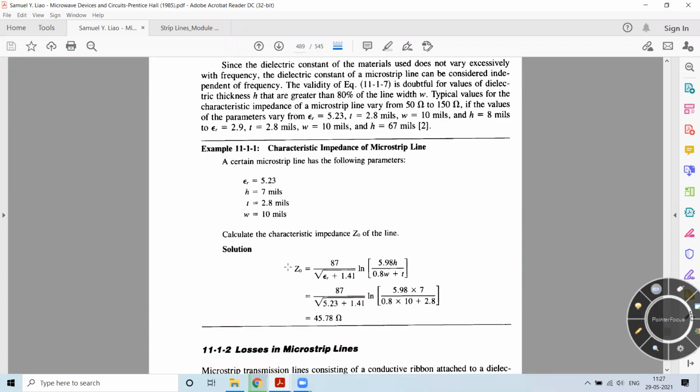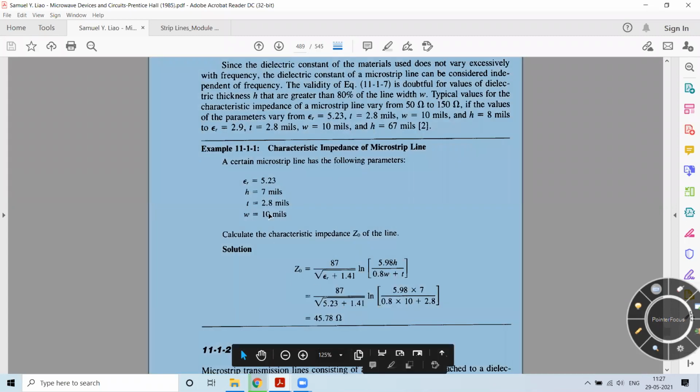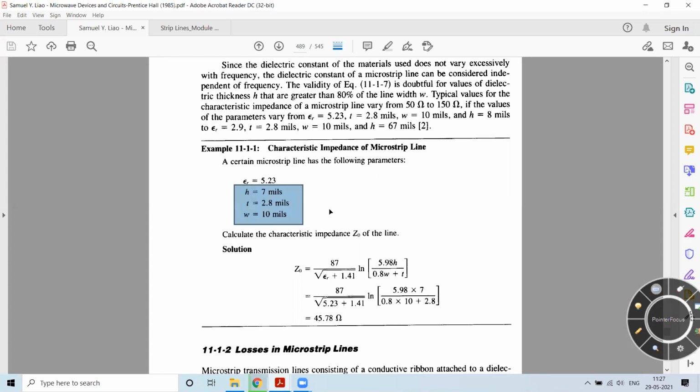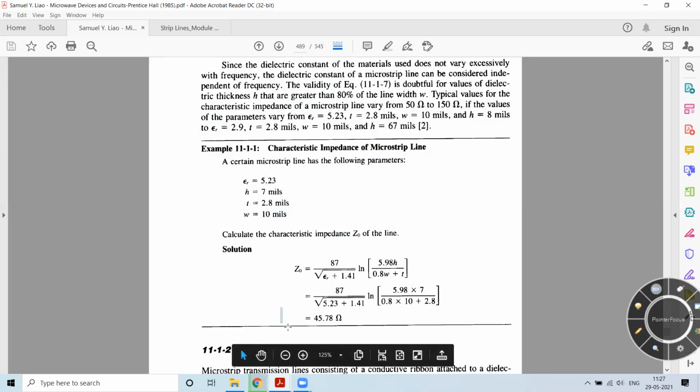When we utilize this and substitute the parameters, the characteristic impedance turns out to be 45.78. Since all the units are in millimeters, there is no need to worry, because in substitution all the units get cancelled. If there are some differences, then you have to make adjustments of the units. So in this case, when we substitute, we obtain Z0 equal to 45.78 ohms.